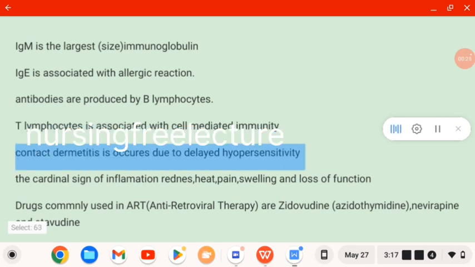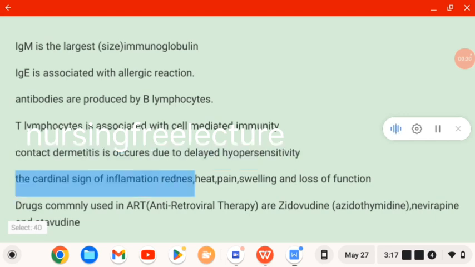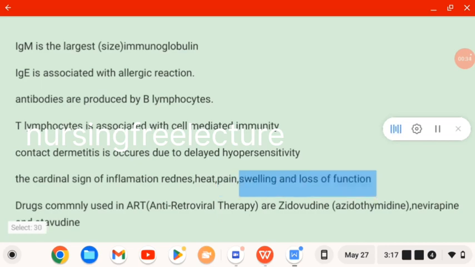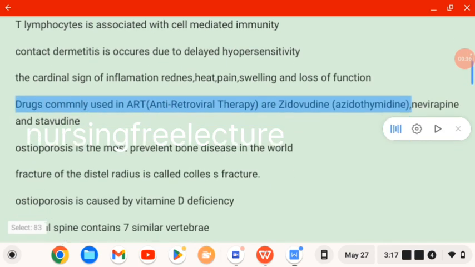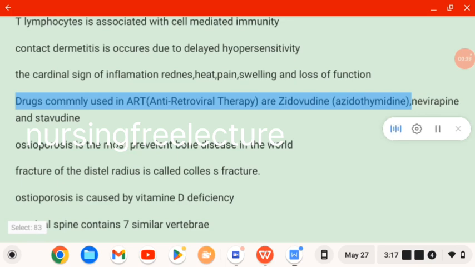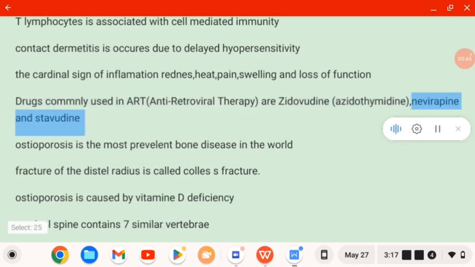Contact dermatitis occurs due to delayed hypersensitivity. The cardinal signs of inflammation: redness, heat, pain, swelling and loss of function. Drugs commonly used in antiretroviral therapy are zidovudine, azidothymidine, nevirapine and stavudine.